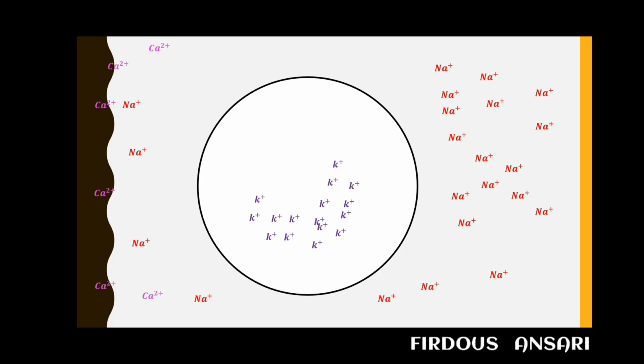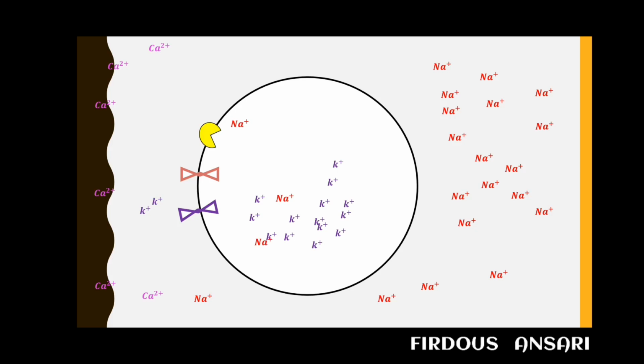Next, because of the concentration gradient, we have some leaky sodium channels and potassium channels, and because of the concentration gradient, a few sodium ions tend to move inside of the cell and potassium ions tend to move outside of the cell. And to correct this, we have the sodium potassium ATPase pump.